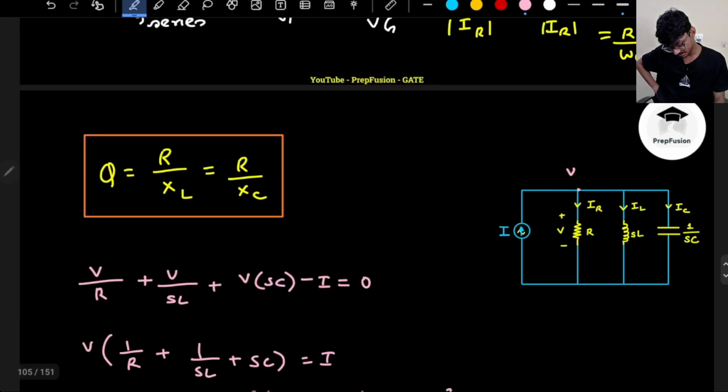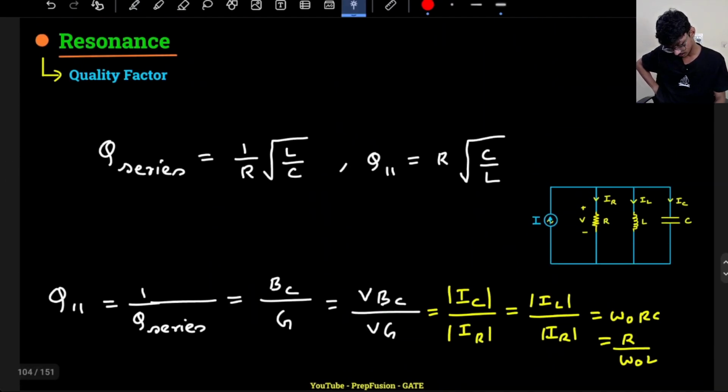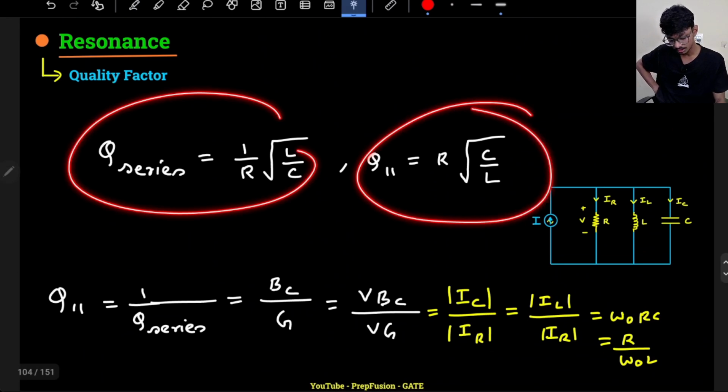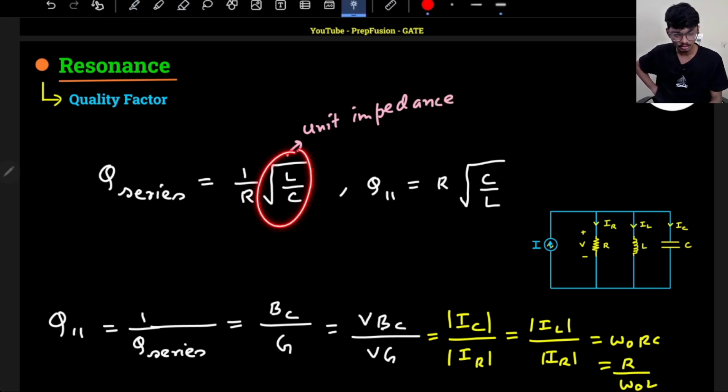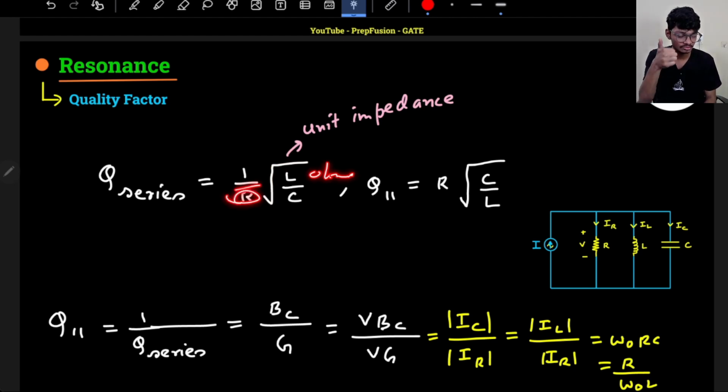So how do you remember this quality factor formula? This is the formula for the quality factor of a series and of a parallel circuit. Under root L by C is the characteristic impedance, and my quality factor is a unitless number. If I am writing under root L by C anywhere, I have to cancel the units. Currently I have a unit of ohm. How will I cancel it? By dividing by R, because R has unit of ohm. Ohm will cancel ohm, and ultimately the quantity is unitless. This is how you will remember.